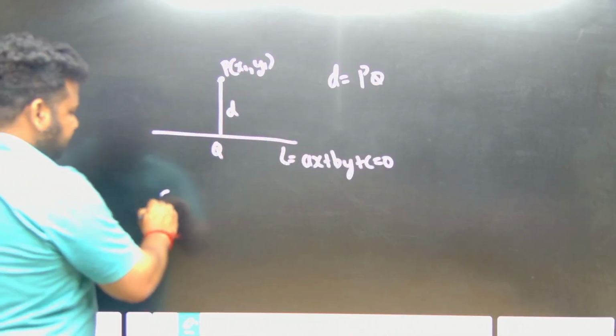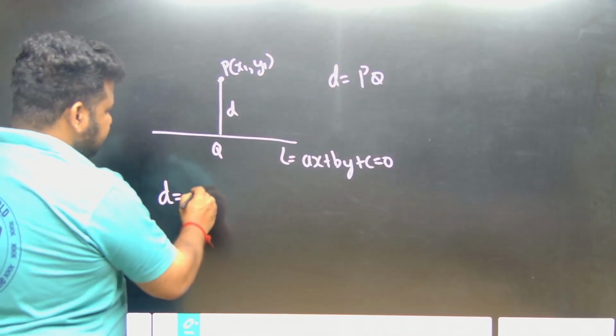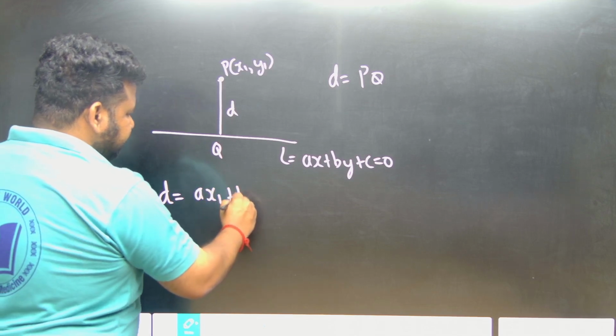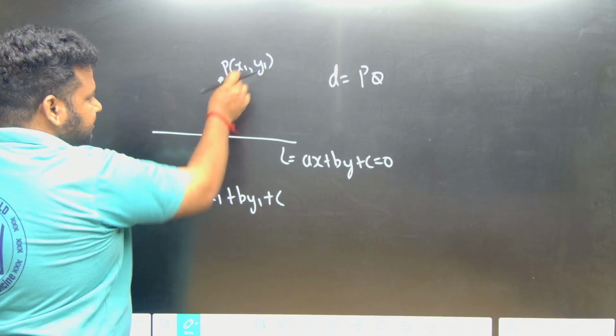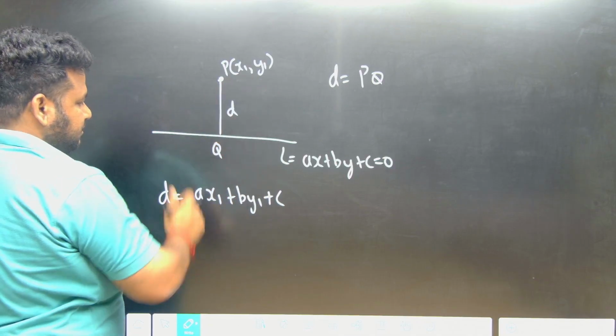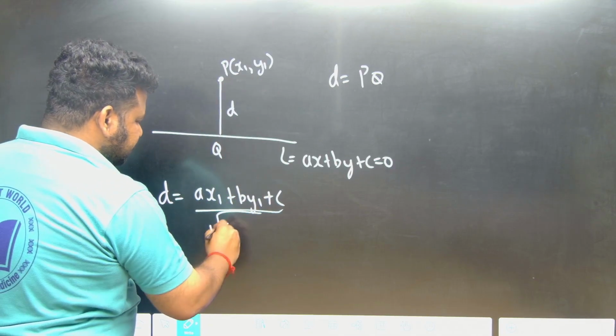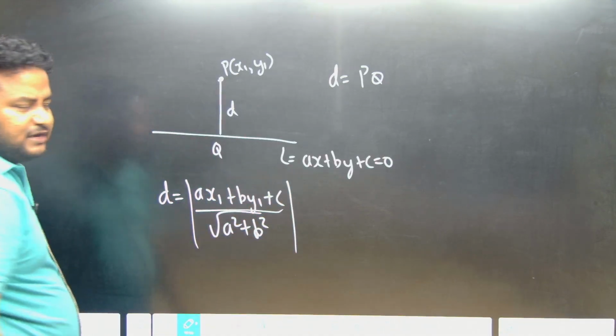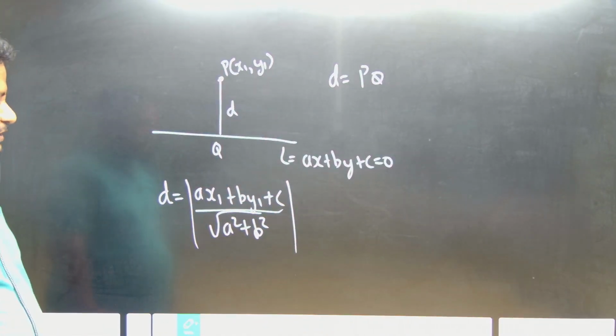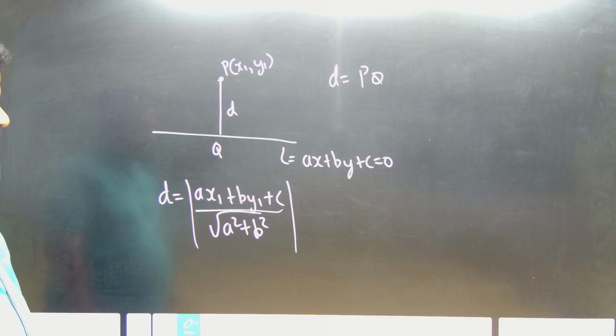To find the distance we have a formula: d is given by ax1 plus by1 plus c, that is, wherever x and y are there, substitute x1, y1, divided by the square root of a square plus b square, within modulus, because we have to get a positive value for distance. So d equals modulus of ax1 plus by1 plus c divided by square root of a square plus b square.